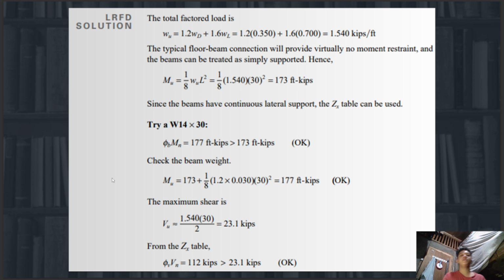The maximum shear is V U equals 1.540, or total factored load, times the length over 2. So makuha nato ang maximum shear nga 23.1. So dapat ang maximum shear is mas gamay sa atong nakuha nga value sa phi V n sa table, sa ZX table. So nara, phi V sub n is equal to 112. So mas dako pa siya sa 23.1 kips. So okay siya.